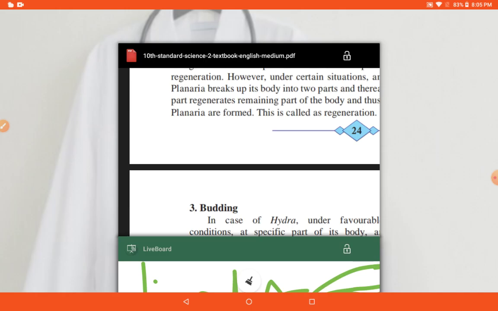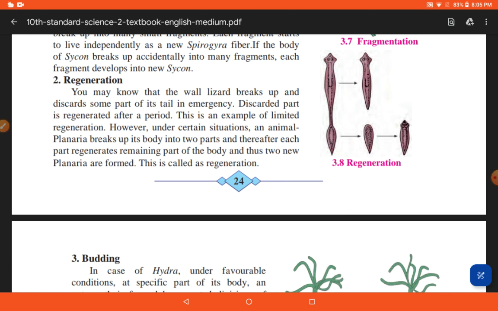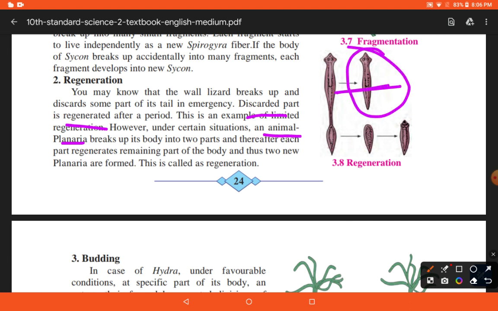That's it. Look here. You may know that a wall lizard breaks up, discards some of its part, the tail, in an emergency. Now that discarded part is regenerated. This is limited regeneration. However, under certain situations, an animal planaria, which looks like this, let's say it divided. Now this will again develop into a new planaria. Let's say it broke its body into two parts. Thereafter each part will regenerate and form two new planaria. That's what we call regeneration.